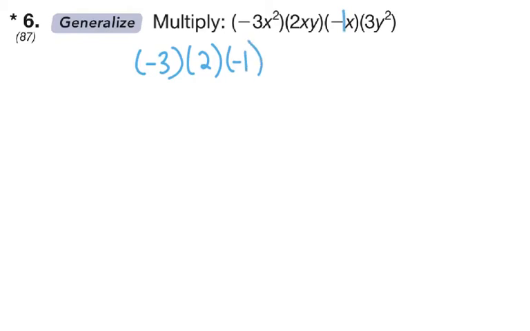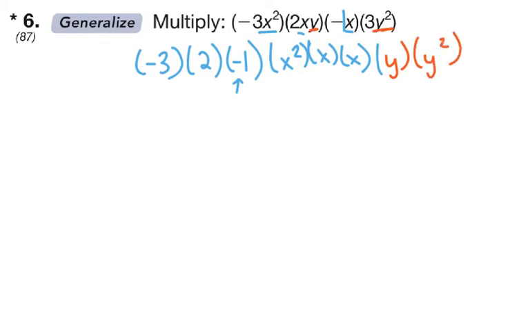Okay. And then we've got x squared right here. We have an x there, and we have another x there. We already counted our negative for -1 here, so you don't have to do it again. And then we've got a y here and y squared. So y and y squared.